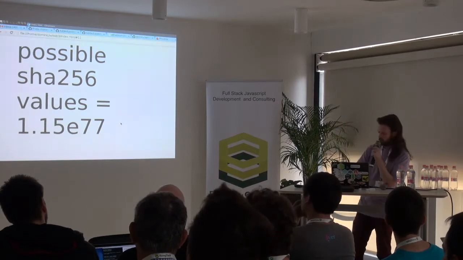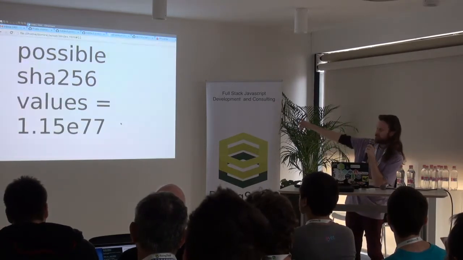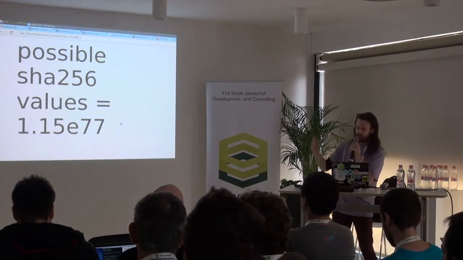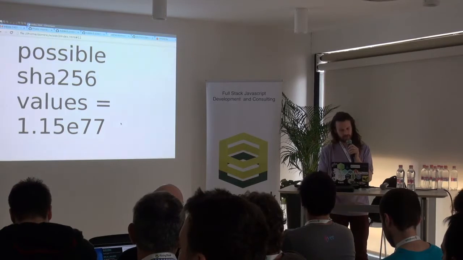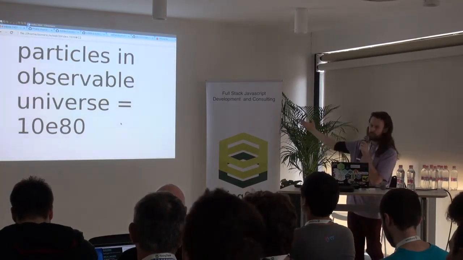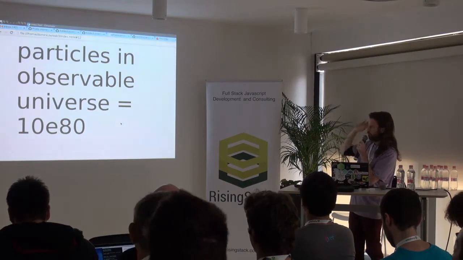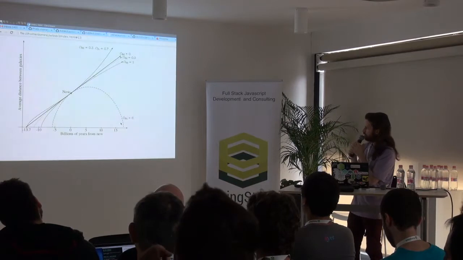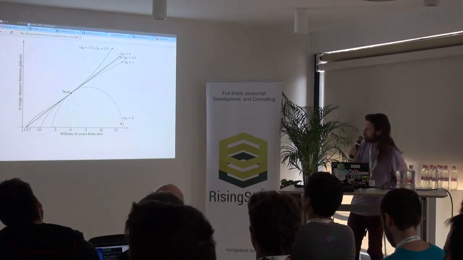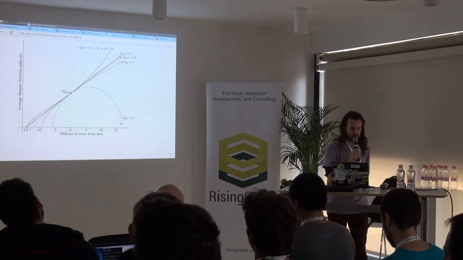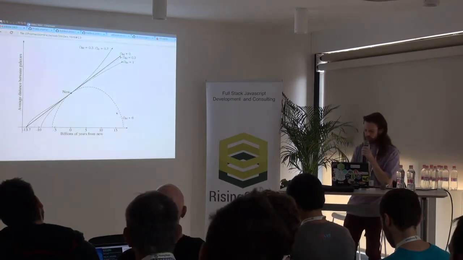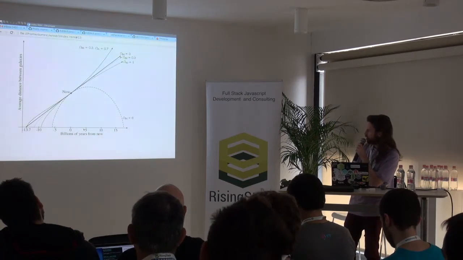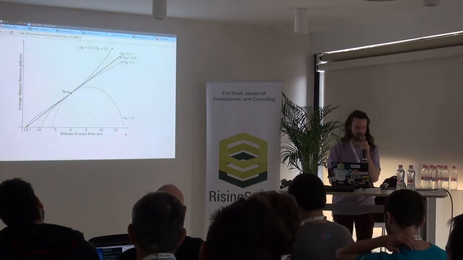And there's way more possible SHA-256 values. The only real number I could find that's larger than that is the number of particles in the observable universe. So we probably don't need to worry about it. So this is a graph of what various things that scientists think will happen to the universe. All of these mean it is destroyed in one way or another. So we've got about another 15 billion years to go.